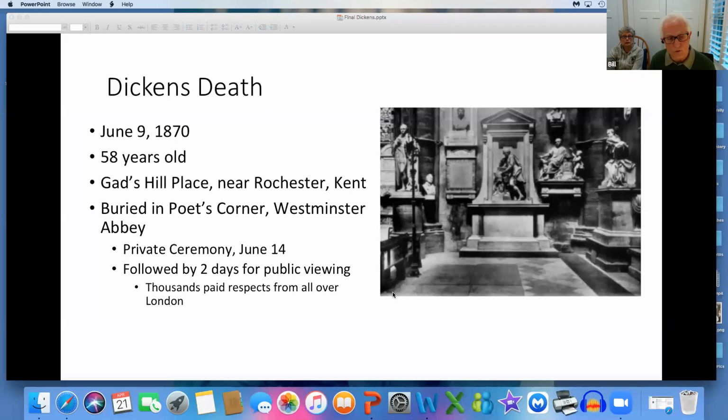So he was buried in Poets' Corner. It was a private viewing, but followed 2 days. The next 2 days were open to the public, and thousands of people paid their respects. So he started as a poor person, and his father in debtor's prison, working in a shoe polish factory. And he ended up with the equivalent today of $9 million in his estate, and fabulously successful really throughout the world. And that's his story.